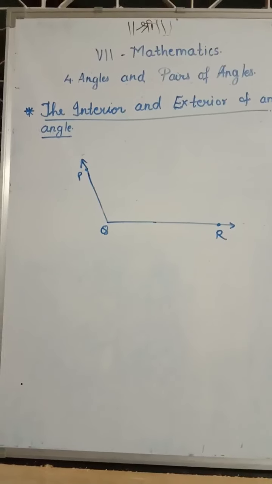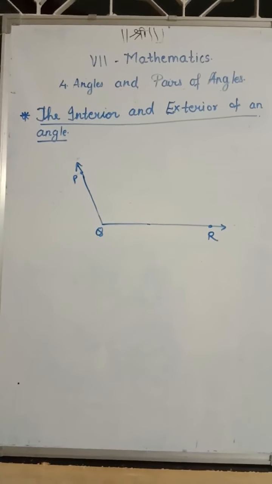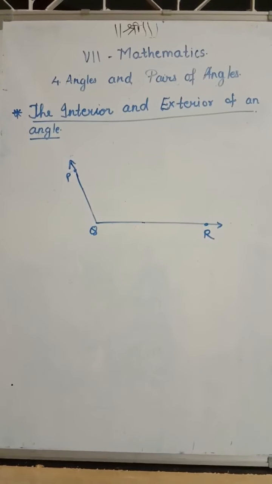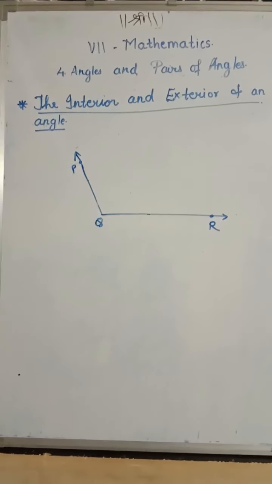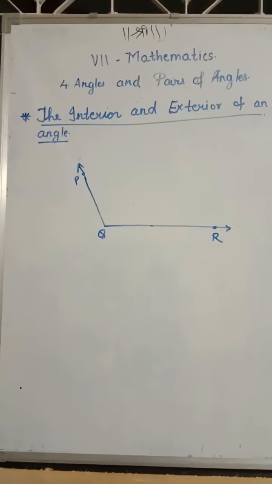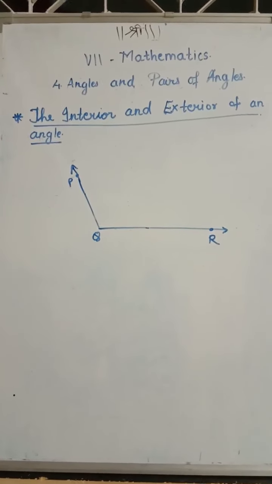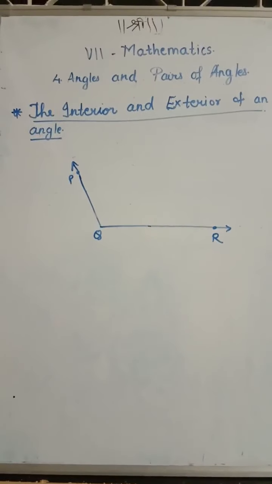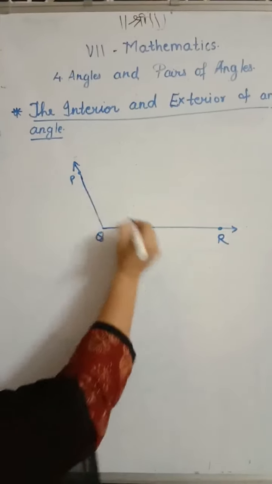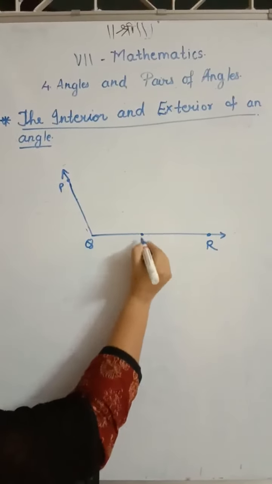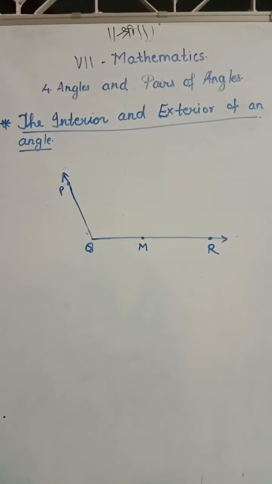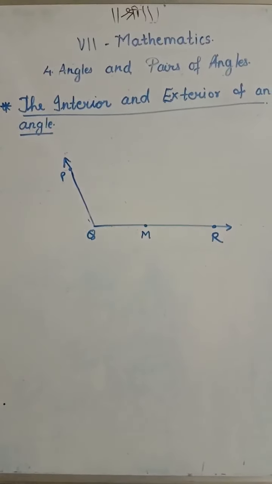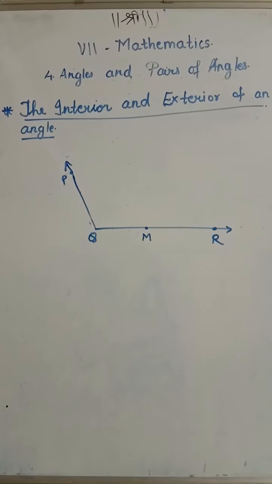We will begin with the interior and exterior of an angle. Can you see one of the angles on the board? Yes, it is an obtuse angle. What is its name? Yes, angle PQR. Now I will draw one point on this angle. Suppose I am drawing it here. What is the point's name? Yes, the point's name is point N.